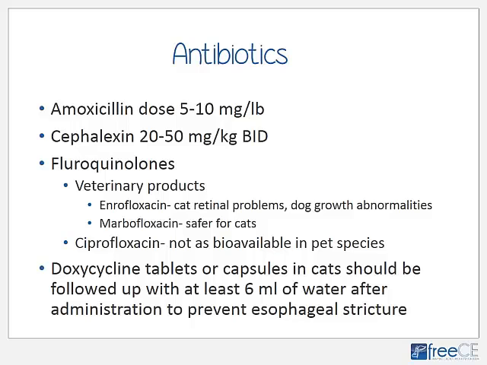Doxycycline is another commonly prescribed antibiotic. The dose for doxycycline in the dog is 3 to 5 milligrams per kilogram and 5 milligrams per kilogram in the cat. In cats, it is very important to either give the doxycycline as a liquid or to follow the tablet or capsule with water. This will prevent the occurrence of esophageal strictures, which have been reported if the medication does not complete its journey to the stomach, but instead begins to dissolve in the esophagus.